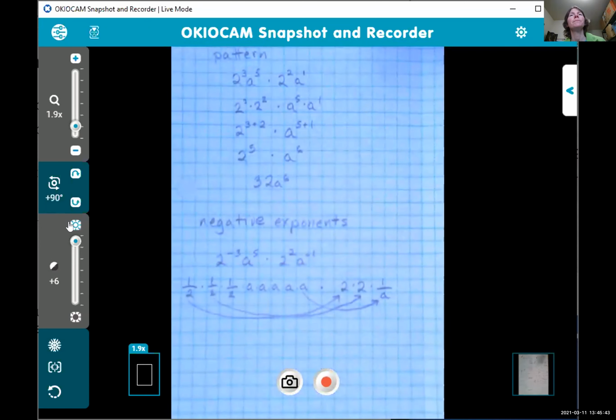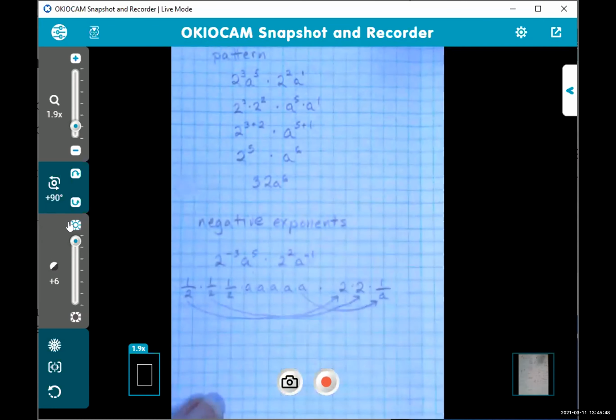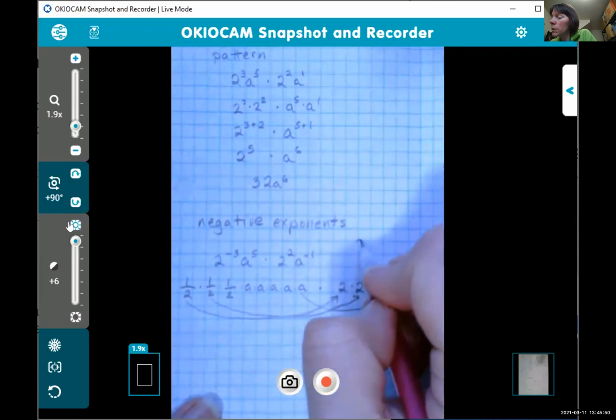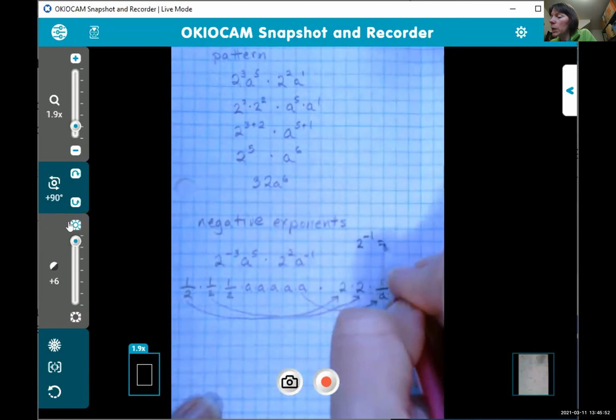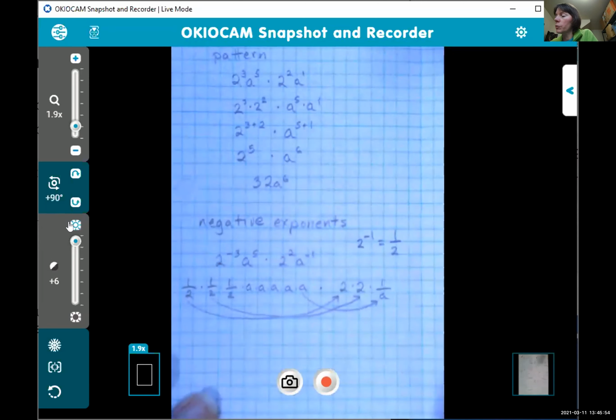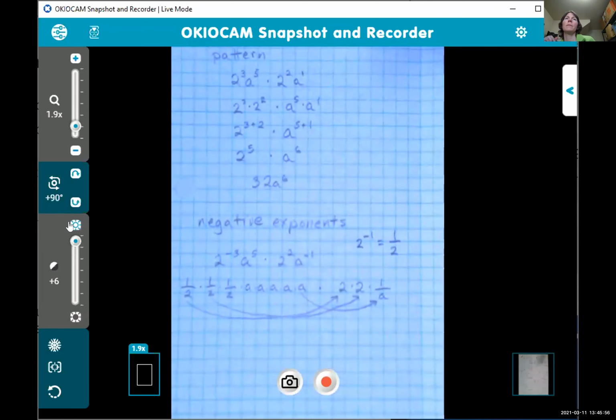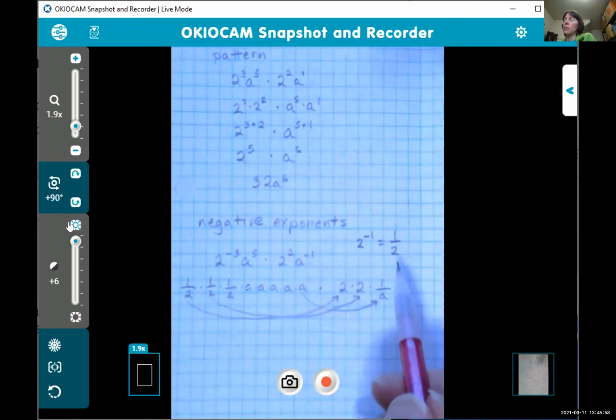I'm sorry, say again? How did you get the 1/2? So I'll write that over here on the side. 2 to the negative first power equals 1 over 2, right? That's our reciprocal. Does that make sense?